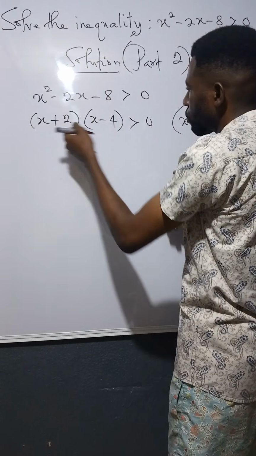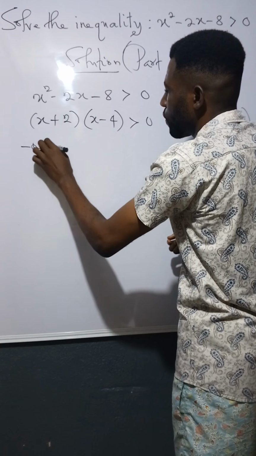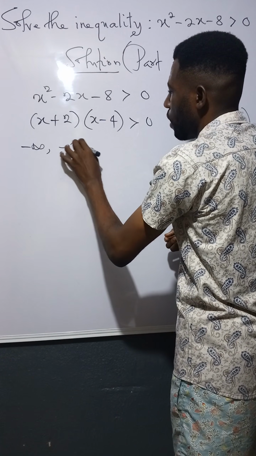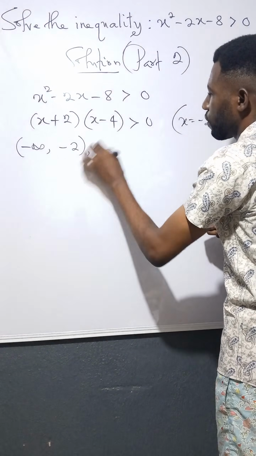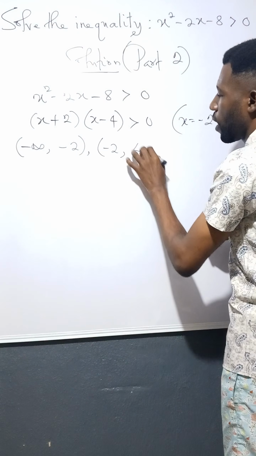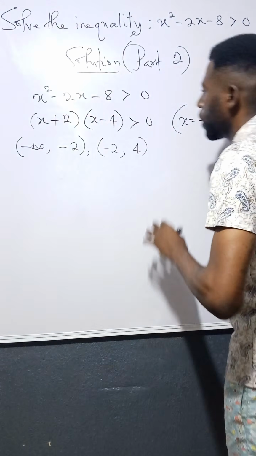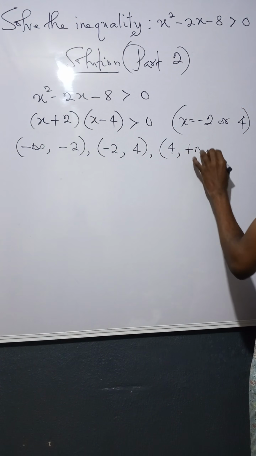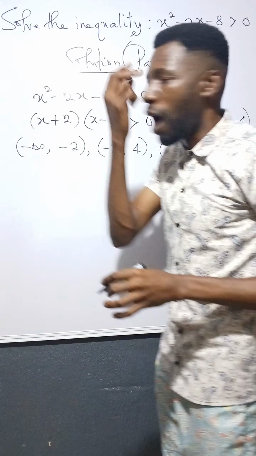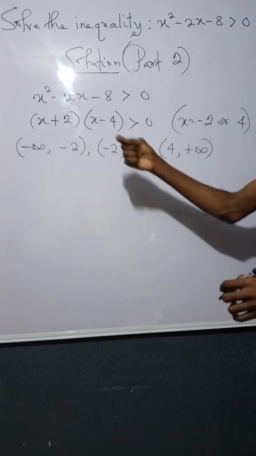So that means I have minus infinity and minus 2. That's my first interval. Then I have minus 2 and 4, my second interval. And then I have positive 4 to plus infinity. That's my third interval.